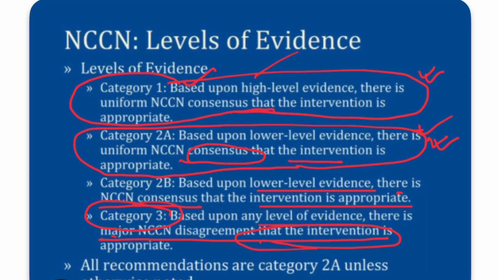So if you find NCCN has written category 1, that means it's a good level of evidence. Up to 2A level, we can change our practice, we can adopt that. But for 2B or 3, you need to be aware that this is not based on a good level of evidence, and the NCCN panel could not come to a consensus on this.